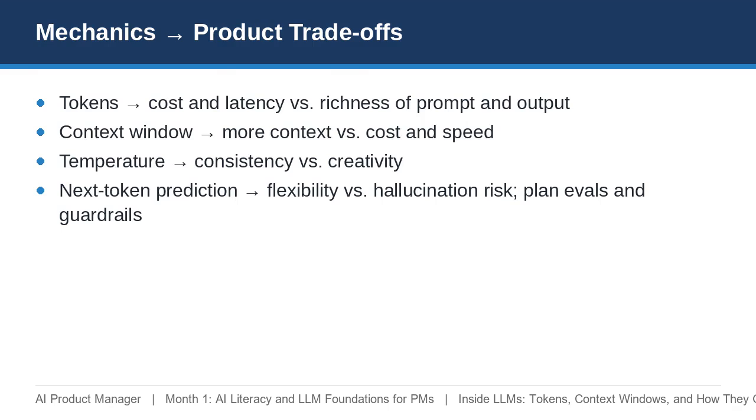Let's tie it together. Tokens trade cost and latency against richness. The context window trades coverage against cost and speed. Temperature trades consistency against creativity. And the prediction mechanism trades flexibility against hallucination risk, which is why high-stakes features need evaluations, guardrails, and sometimes human review. Each mechanic maps to a lever you control.